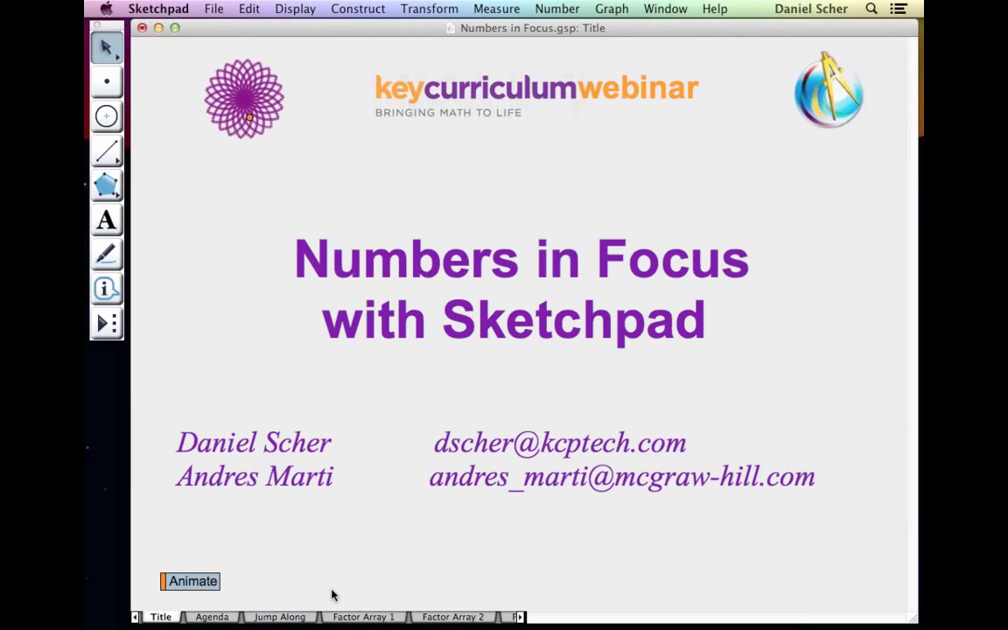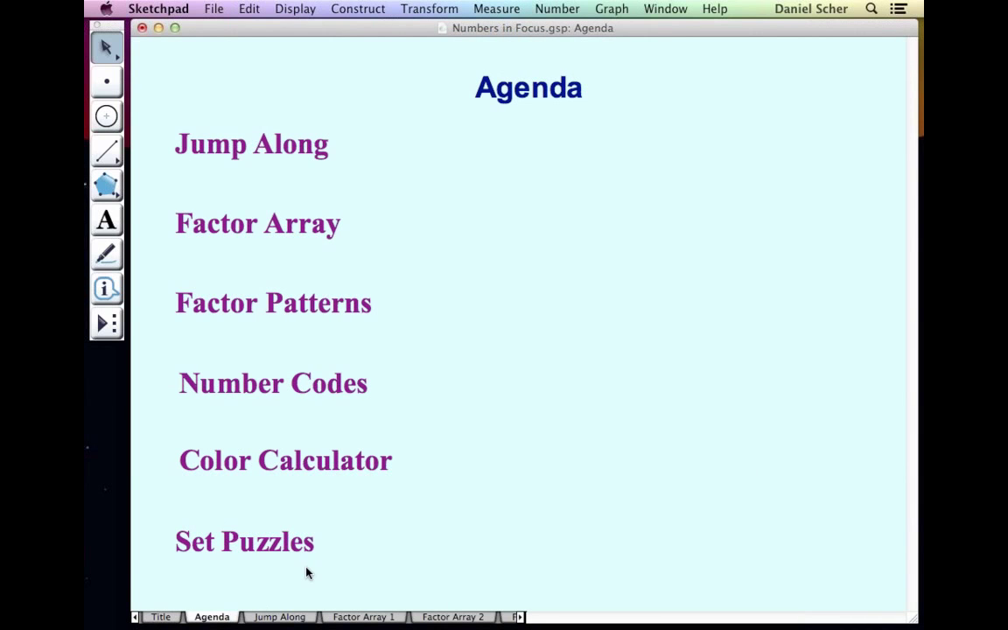So let's look at what the agenda will be for tonight. We're going to look at these activities. Our very first activity, Jump Along, will feature a rabbit that's hopping along a number line, and it can hop by two different amounts, and our goal will be to see where that rabbit can land on the number line. We'll be looking at a factor array, where you'll be arranging a collection of dots so they can form different sized rectangles. We'll look at another factor activity called factor patterns, which color codes an array of numbers based on whether the numbers are factors of a given number.